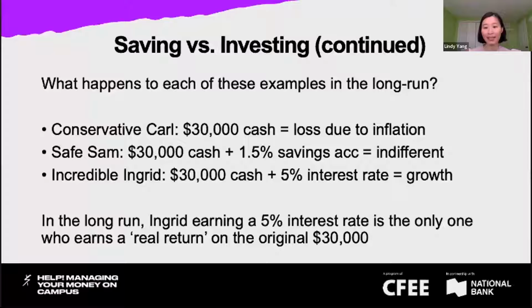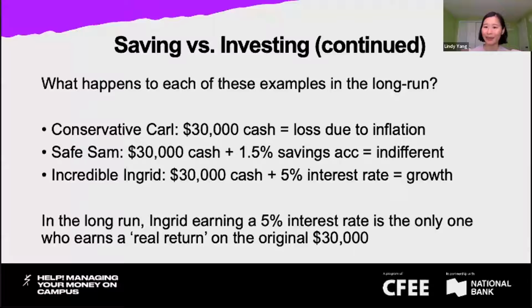Steve Sam decides to put their money into a savings account offering a 1.5% interest rate. Over the long run, the interest gained in the savings account will make up for the inflation. Therefore, in the long run, the value of their money will remain the same.